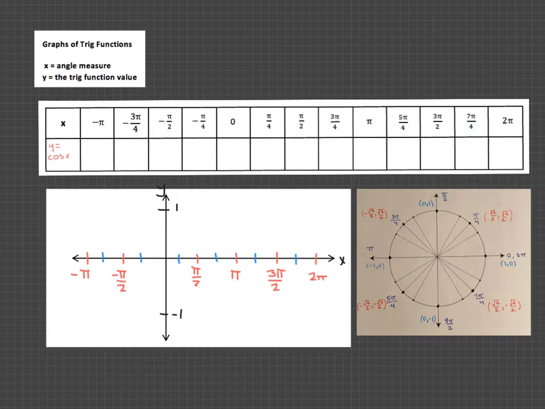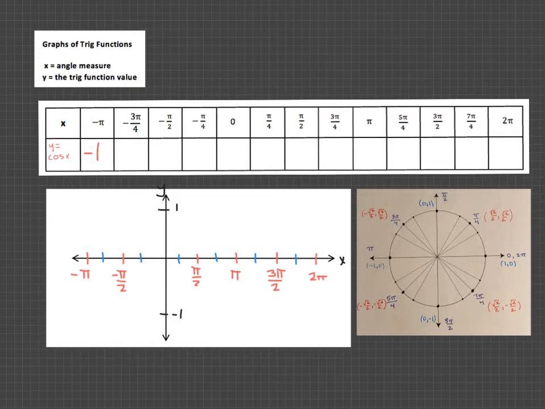So let's start off with x equals negative pi. Using our unit circle, negative pi is going in the clockwise direction. We get to the negative x-axis. The point that corresponds to that angle is (-1, 0). Cosine is going to give us the x value. So plugging in the cosine function value for negative pi, we get negative 1.